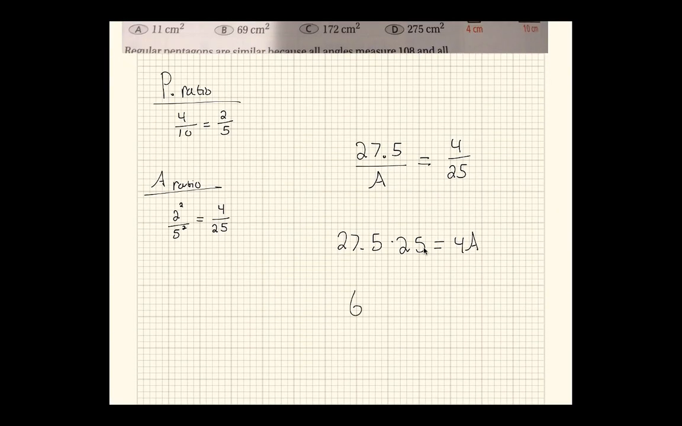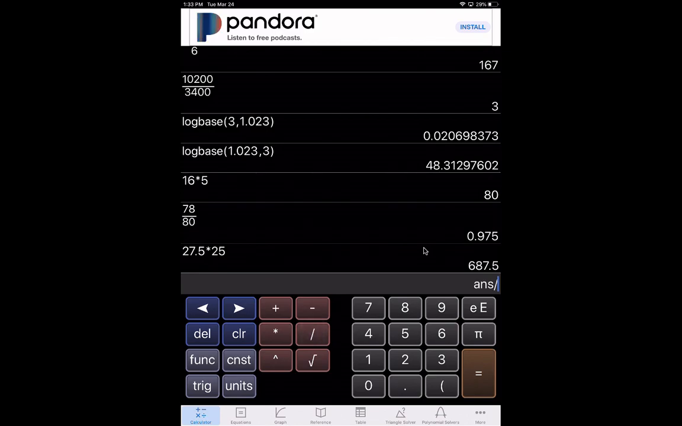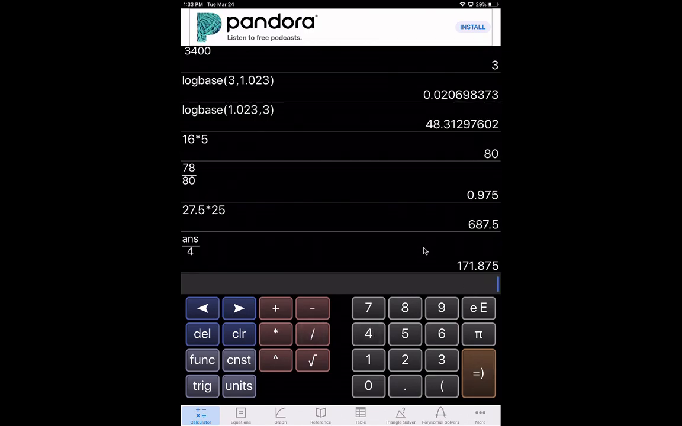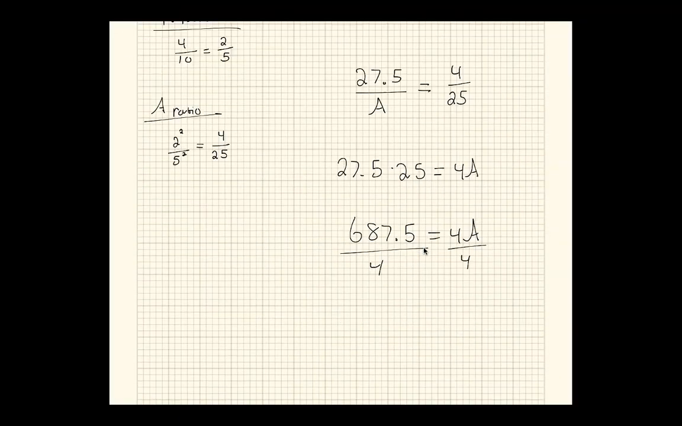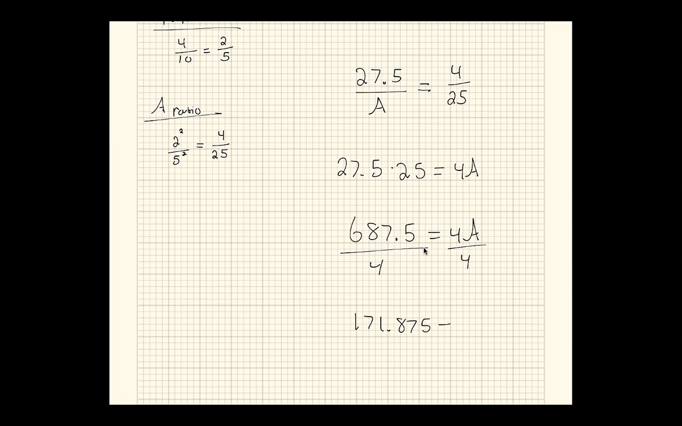So 687.5 is equal to 4a. If we want to solve for a, we need to divide by 4. So take that number and divide it by 4. That gives me 171.875. If you recall, it was a multiple choice question. 171.875 is my area in centimeters squared.